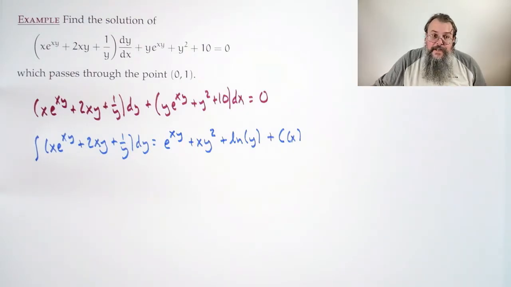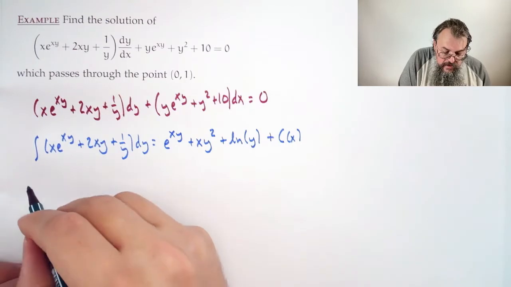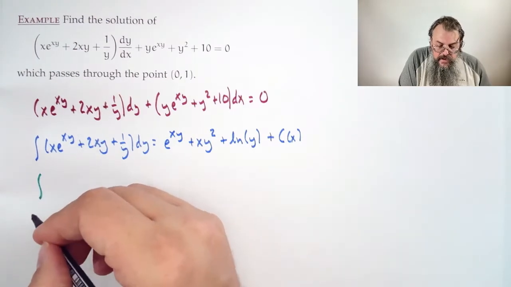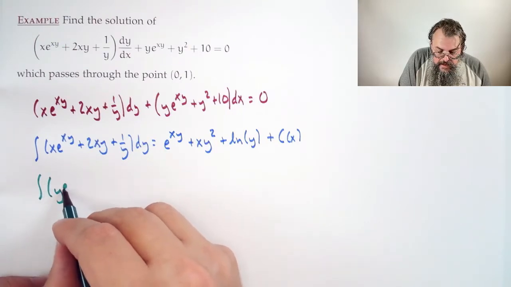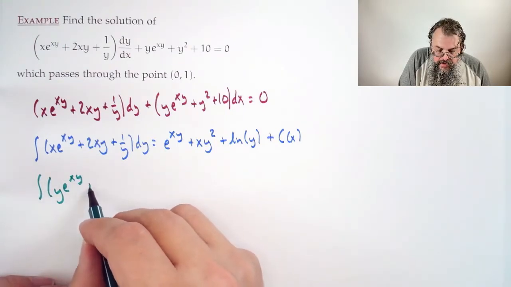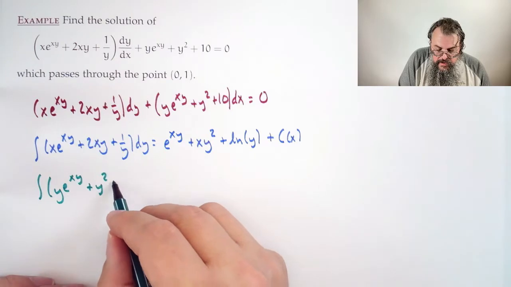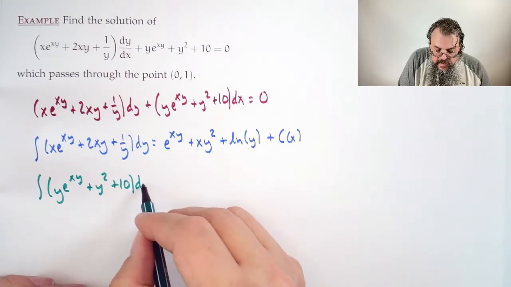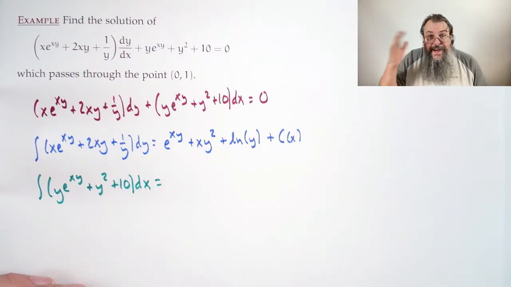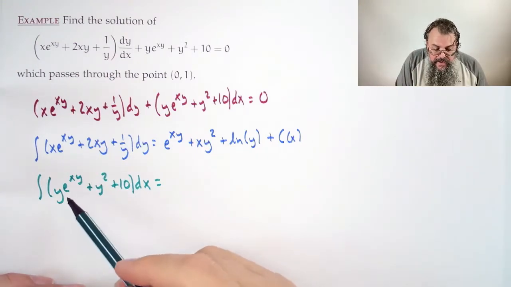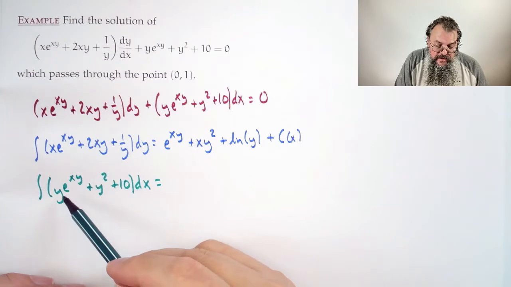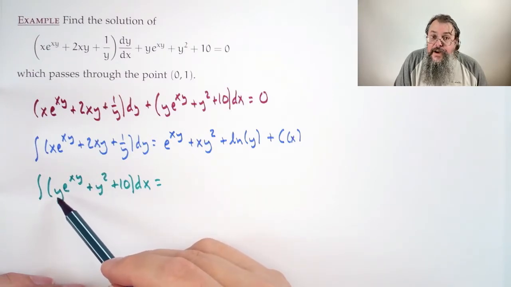Now we integrate the other part. So we'll have the integral of the second part, y e^(xy) + y^2 + 10 dx. Now, of course, we're switching hats. Now, x is our variable, so don't forget. Same idea with the first integral. Since x is our variable, y is a constant.